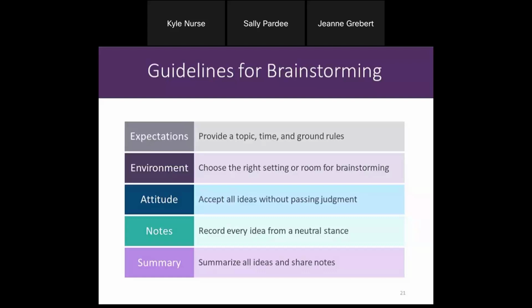Finally, you provide a summary of the ideas that were shared. Then, do a quick recap at the end of the session and consider sharing notes by email afterwards. Sharing the notes after the meeting may spark even more ideas.